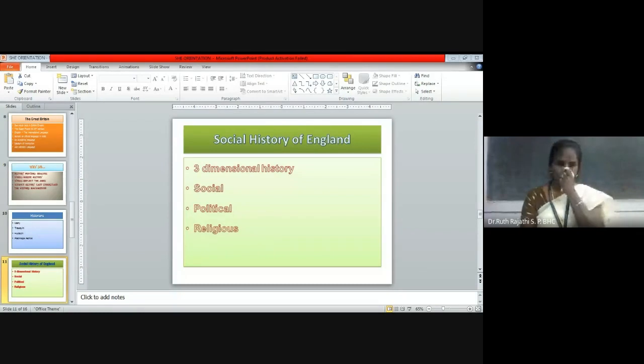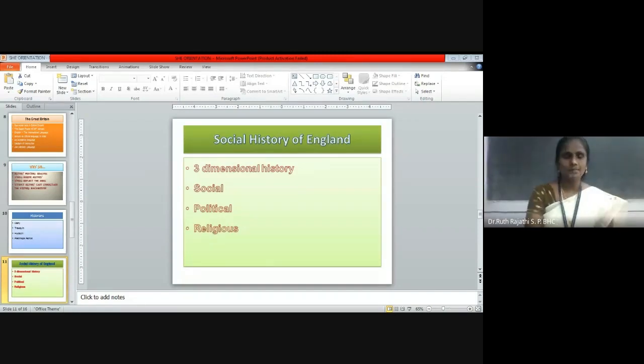England's history has the social dimension as number one. The second dimension is the political dimension. And the third one is the religious dimension. Okay, I hope you are following me. So, three-dimensional history is described by Padmachar Ashur. Not only this writer, if you take any historian who talks about England's history, they will be talking about the history of England in three dimensions: social dimension, political dimension, and religious dimension.